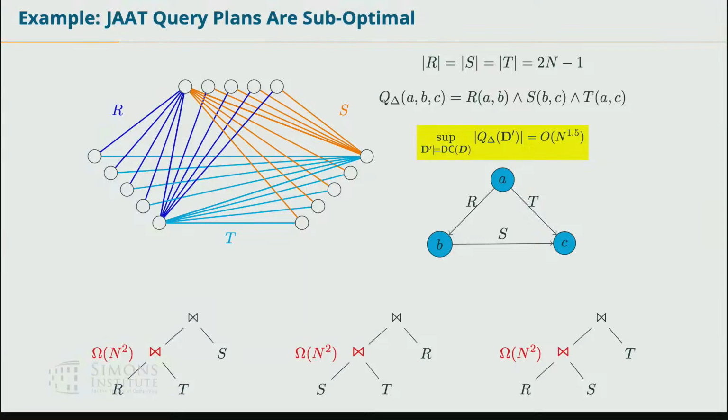Now it turns out that for this input, no matter which pair you join first, you will get an output of size quadratic. But this is obviously not worst case optimal because it is higher than what the bound predicts, which is N to the 1.5. So obviously a JAT algorithm is not going to be worst case optimal for this query. This is the only slide I have on JAT algorithms.